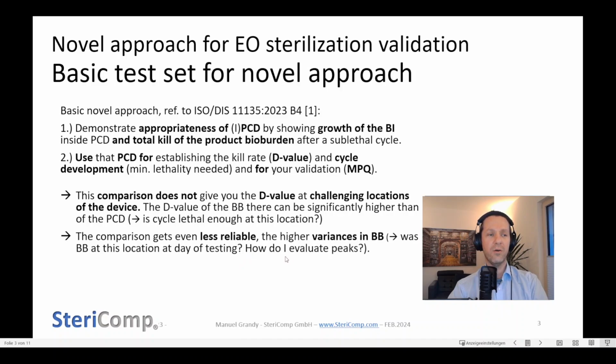And what about the routine? How do I evaluate peaks? So there could be some higher bioburden, and then the approach is getting less reliable. I will show you this later on the graph. It's easy to understand there.